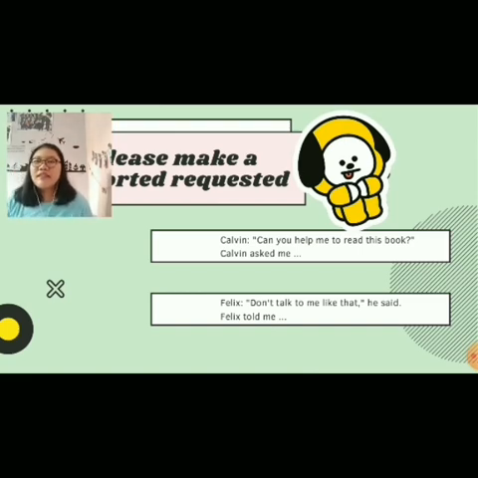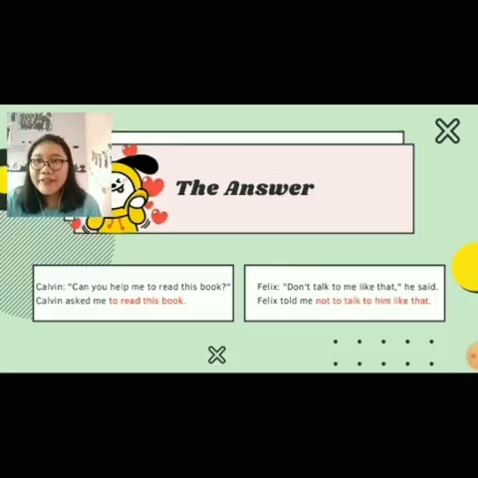And the second exercise, please make a reported request. So the first, Calvin said, can you help me to read this book? So Calvin asked me blah blah blah. Okay, do you know the answer? Okay, for the second, Felix said, don't talk to me like that. So Felix told me blah blah blah. Can you guess what the answer is? Okay, go to the next.